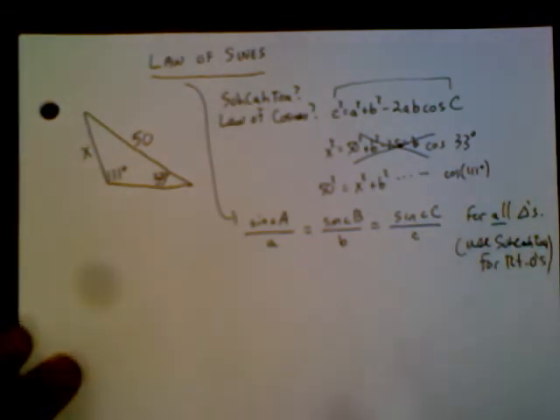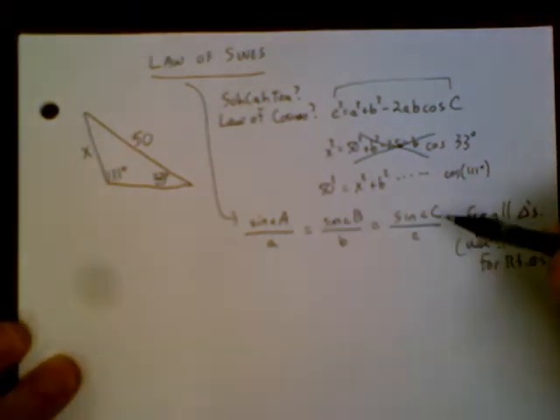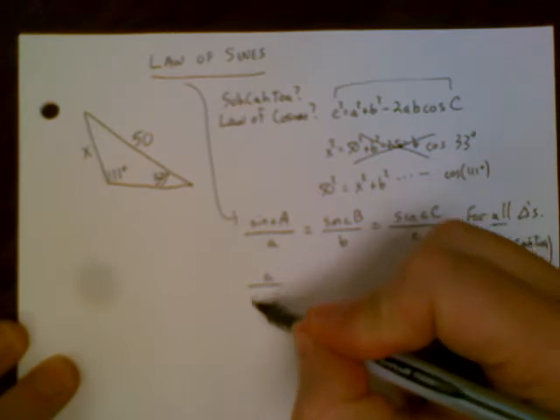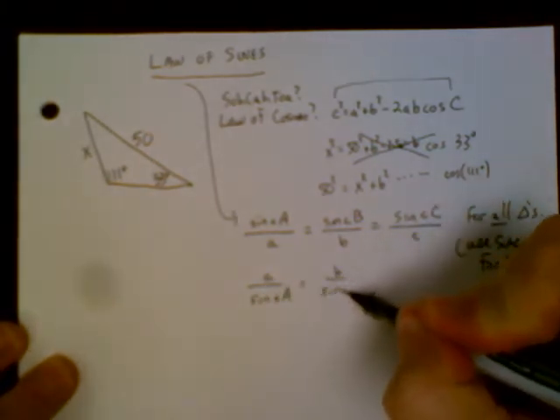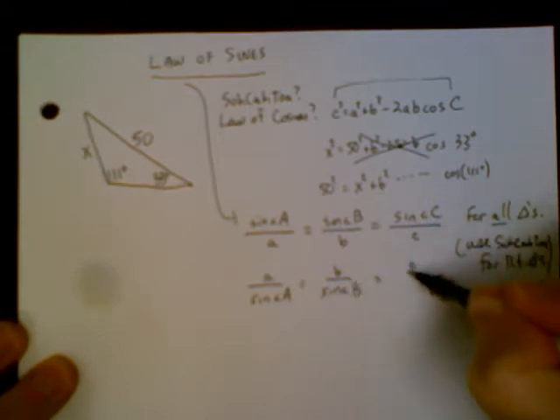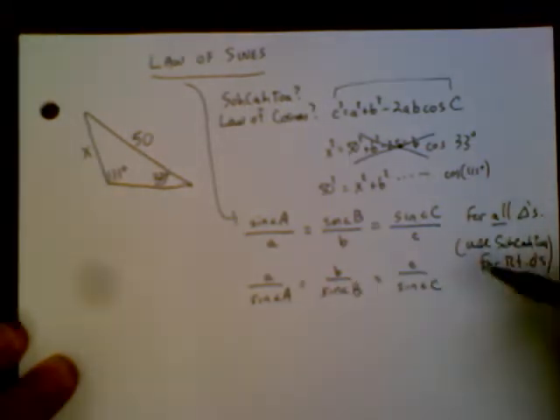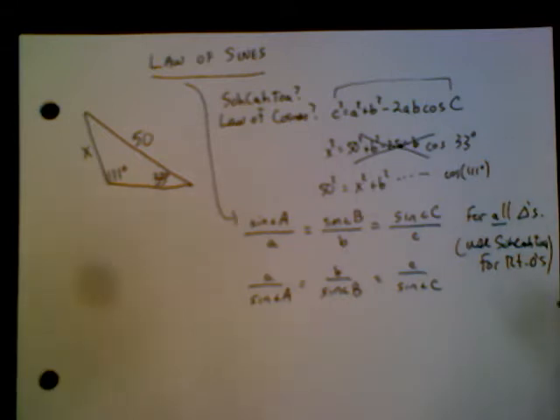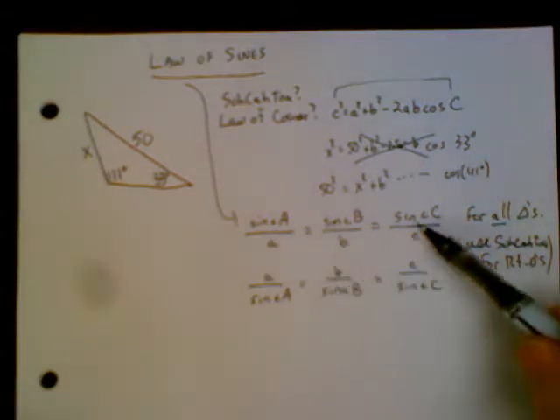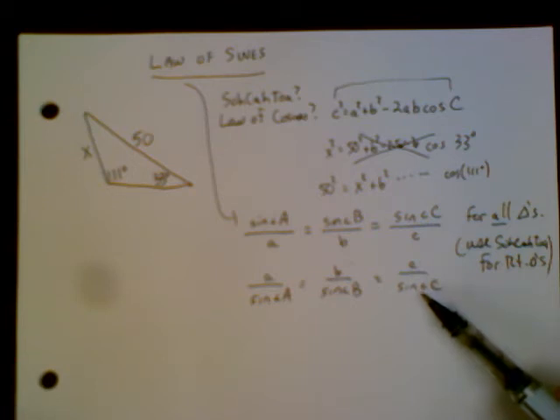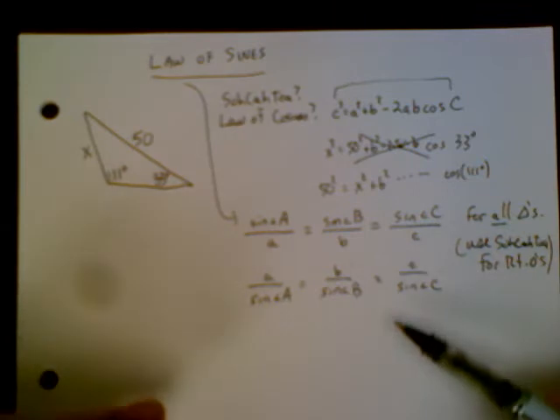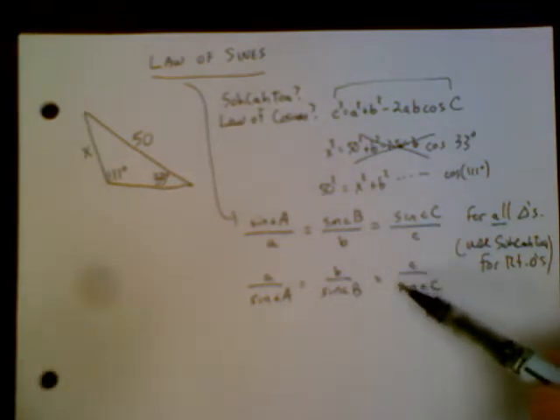Here's another way to write the law of sines. You could turn all of these ratios upside down. a over sine of angle A equals b over sine of angle B equals c over sine of angle C. Mostly, you'll only ever see it this way in books or online, but this way is just as effective. It really doesn't matter which way you start with the law or the formula.